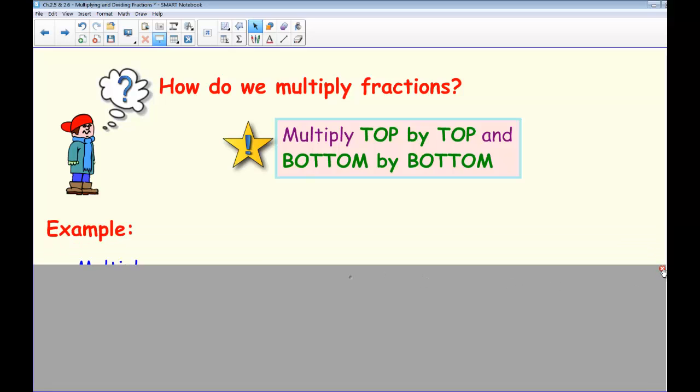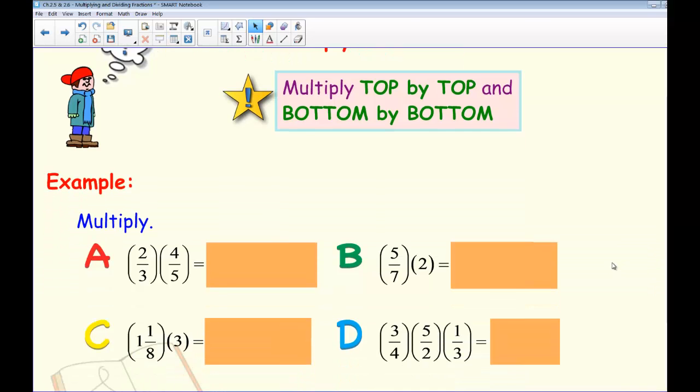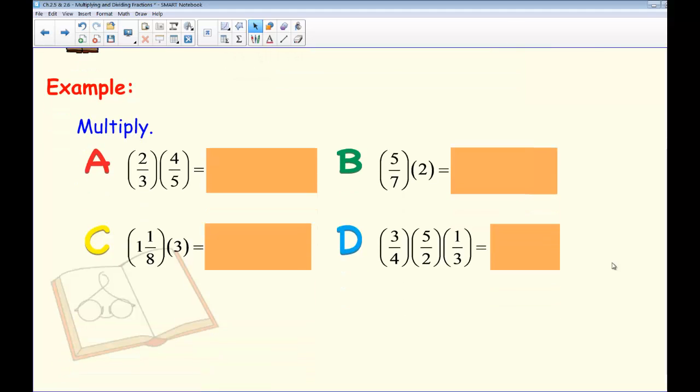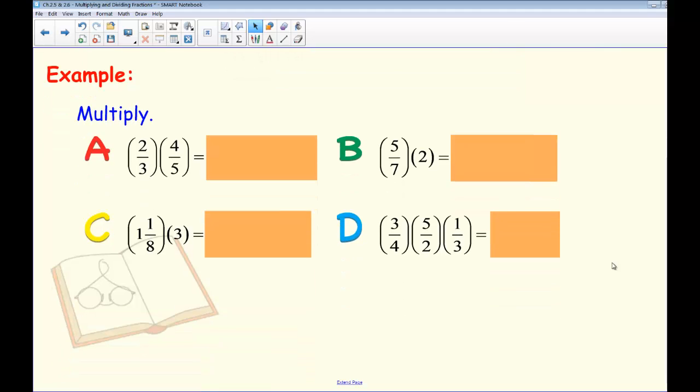So here are a few examples to get us practicing the idea of multiplying fractions. So now would be a good time to take a pause and try these questions out for yourself.